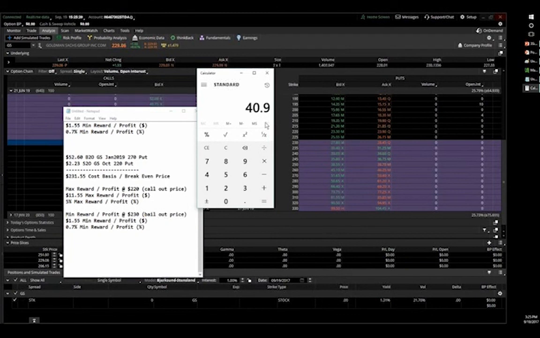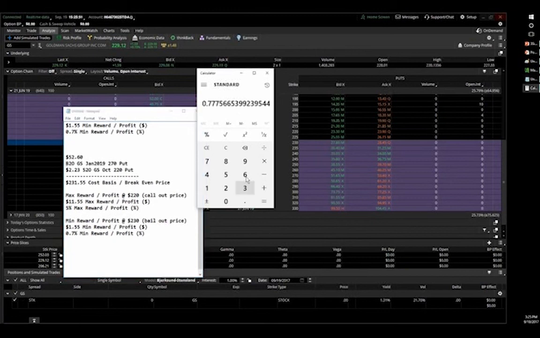$40.90 in the money. To be honest, $40.90 compared to the price of $52.60 is about 75%. That's not deep enough in the money. Let's go back to the drawing board.